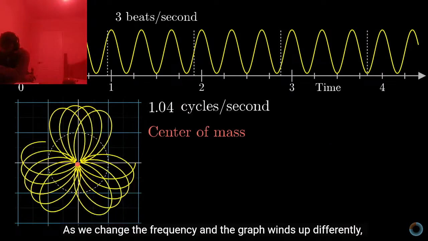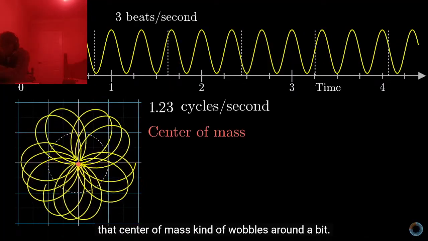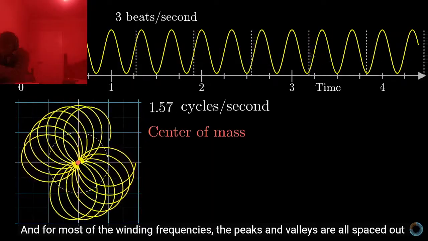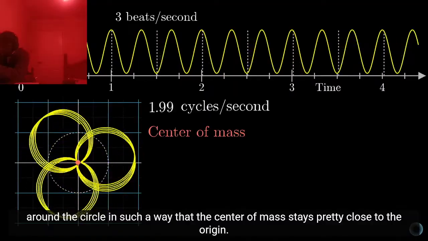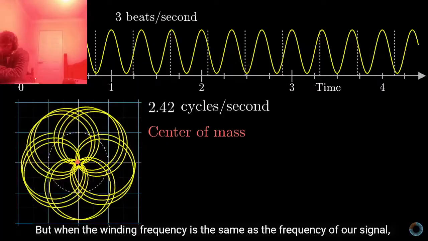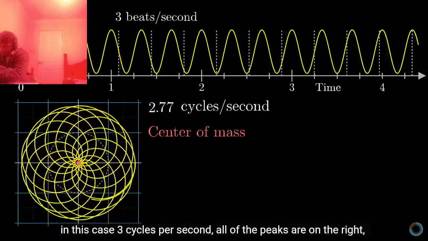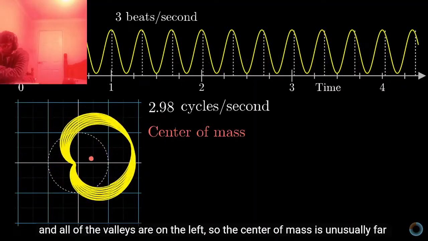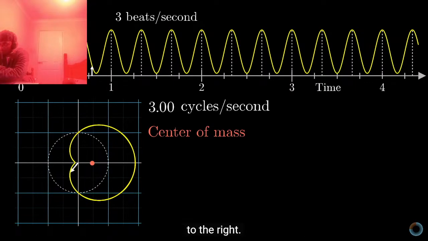As we change the frequency and the graph winds up differently, that center of mass kind of wobbles around a bit. And for most of the winding frequencies, the peaks and the valleys are all spaced out around the circle in such a way that the center of mass stays pretty close to the origin. But when the winding frequency is the same as the frequency of our signal, in this case 3 cycles per second, all of the peaks are on the right and all of the valleys are on the left, so the center of mass is unusually far to the right.